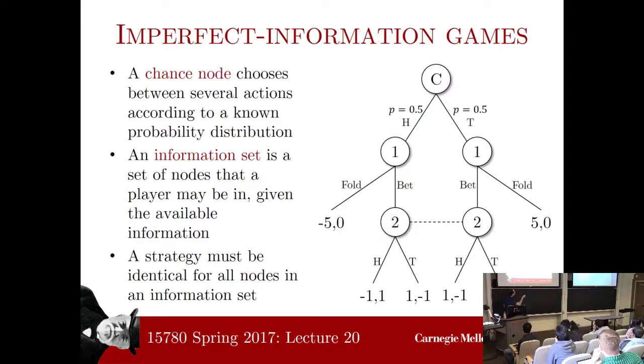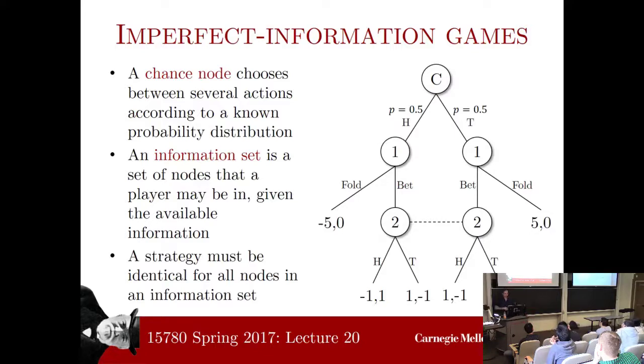Now, if he bets, then we reach the turn of player 2. And the two nodes of player 2 are connected by this dashed line, which means they're in the same information set. And the idea is that player 2 doesn't know if player 1 has heads or tails. Basically, these two nodes, we got them by the two different coin flips, but player 2 doesn't know if we reach his turn from this node or this node. So these two are in the same information set, and again, the interpretation is player 2 doesn't know what the coin that player 1 got is.